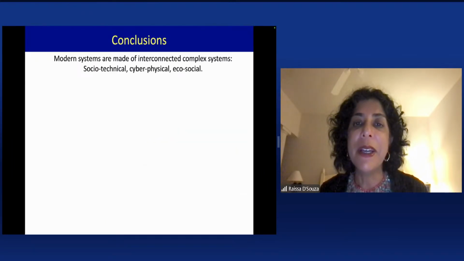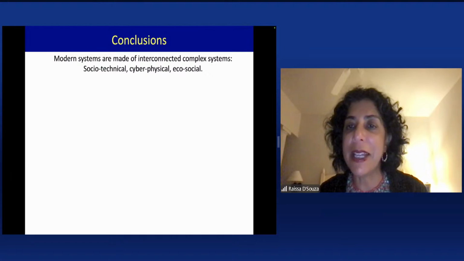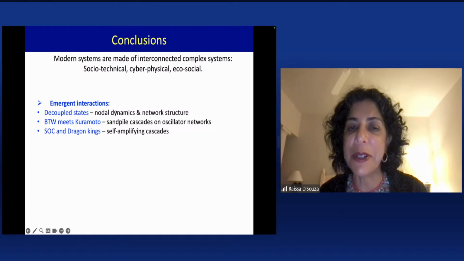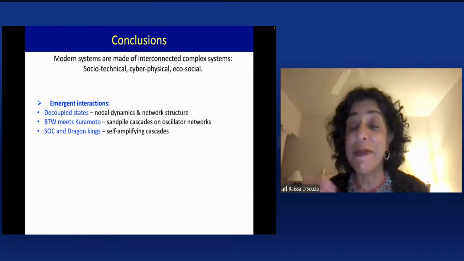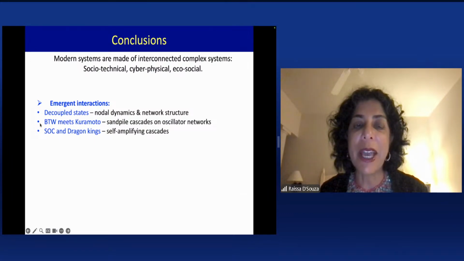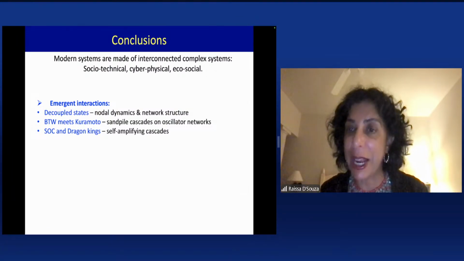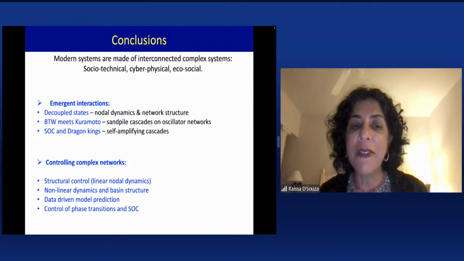And to conclude, modern systems are made of interconnected complex systems. They're socio-technical, cyber-physical, eco-social, and we see a lot of emergent interactions. So when nodal dynamics and network structure conspire, we can see decoupled states that defy physical coupling. We can look at when we bring oscillatory dynamics and cascading failures together and see the emergence of Dragon King failures and a lot of opportunities for controlling complex networks.